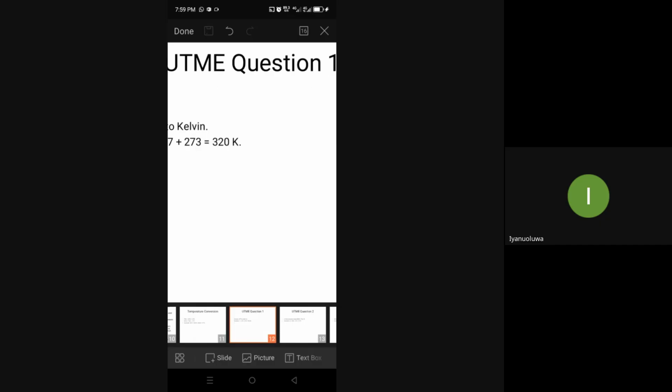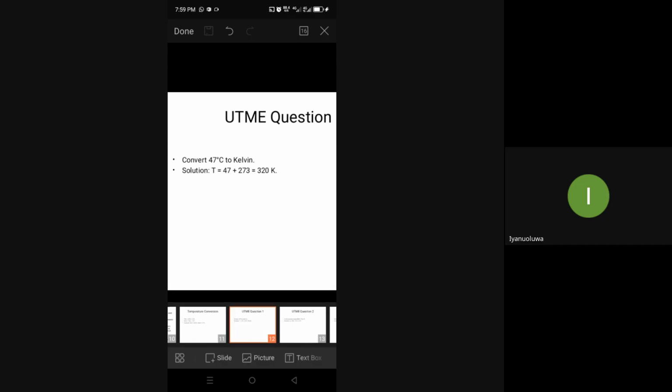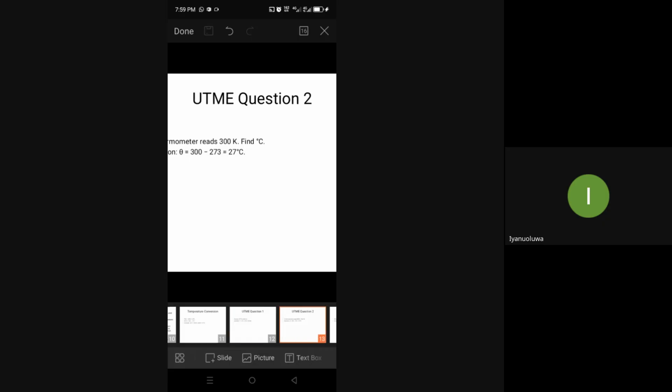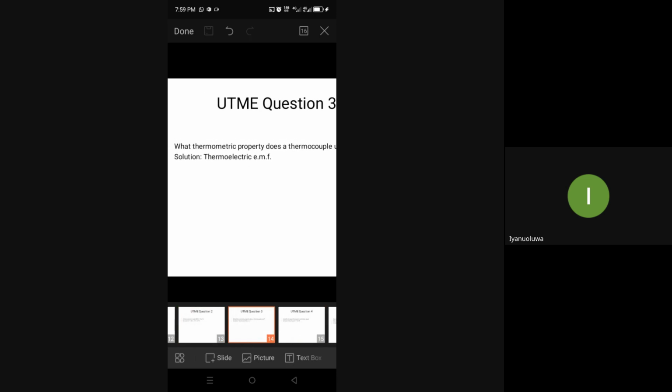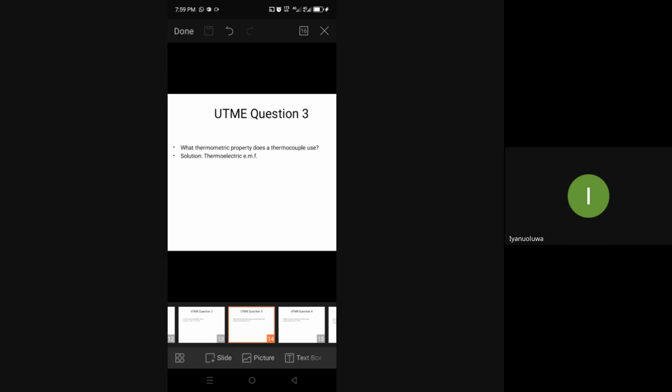I want to see if we can solve at least one question. This one is very simple. These are UTME questions. What thermometric property does a thermocouple use? It's very simple. EMF.